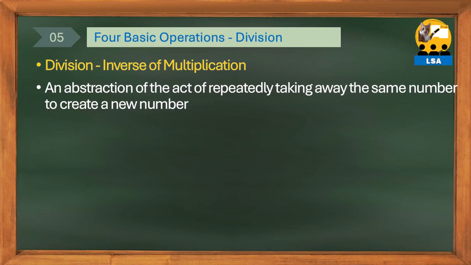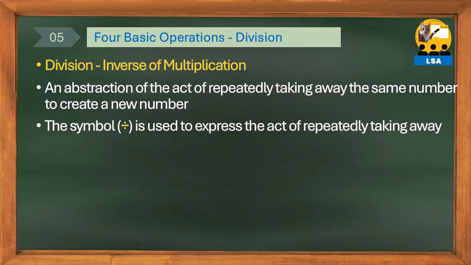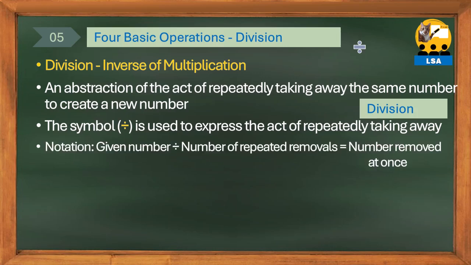To abstract and notate the act of repeatedly taking away, we use the division symbol to express the concept of the act of repeatedly taking away, and we define the name of such an operation as division. The notation is defined as given number divided by the number of repeated removals equals the number removed at once.